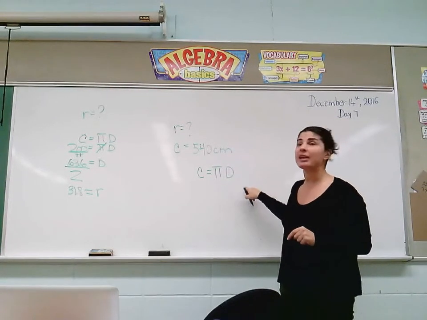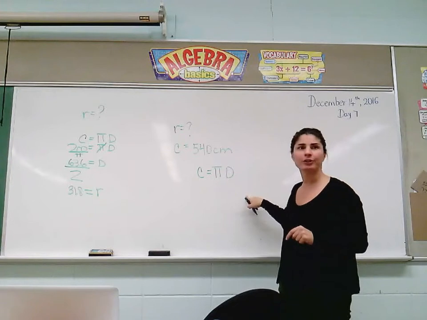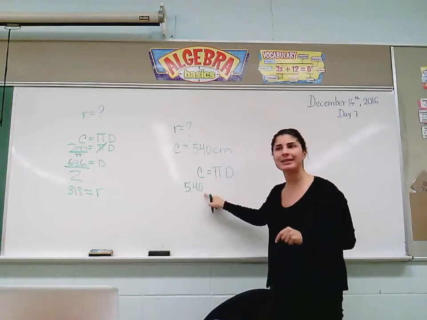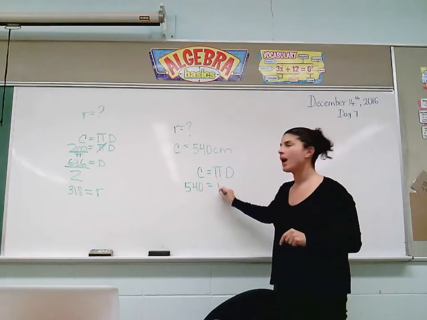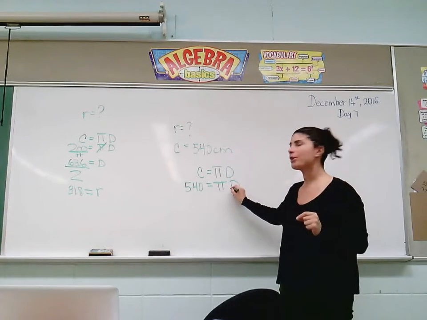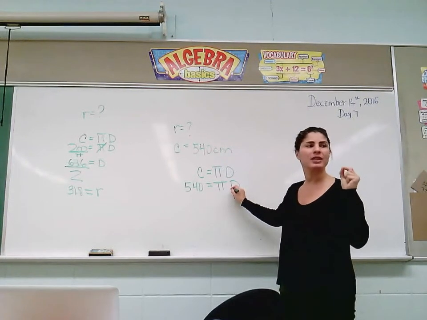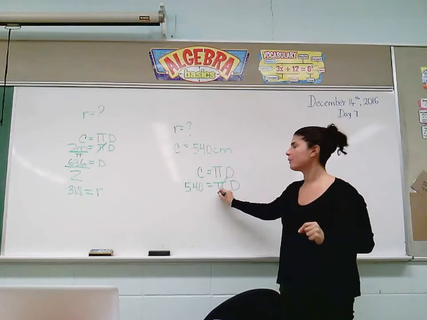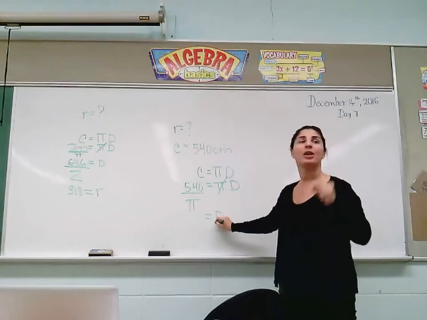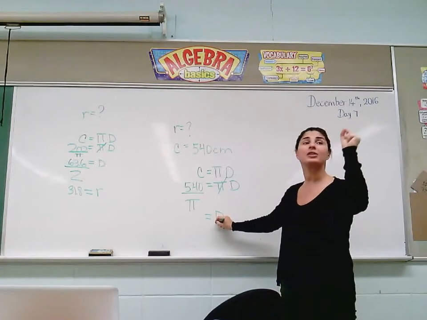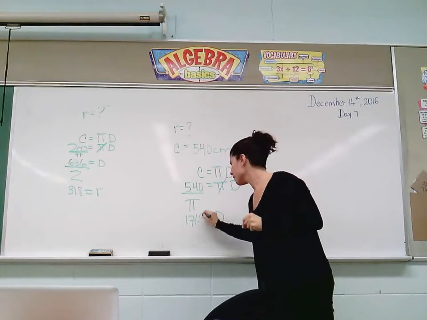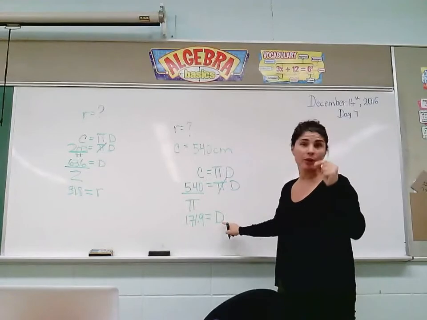Then the second thing I need to see is not the answer. It's putting the 540 where it belongs. It replaces the C. We know pi is always 3.14. What we are looking for is the diameter. And we can find it using algebra by removing the pi and having it be divided on this side. Now that I have diameter, what is the diameter? 171.2 is the diameter.